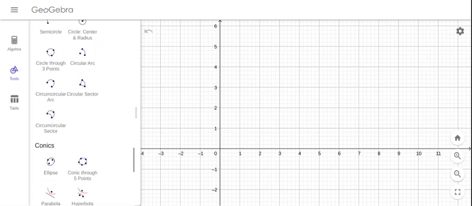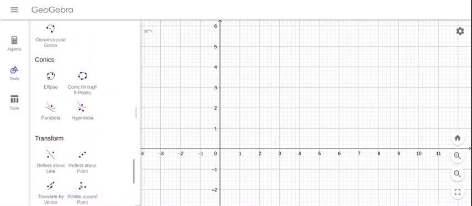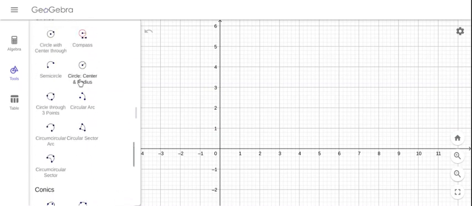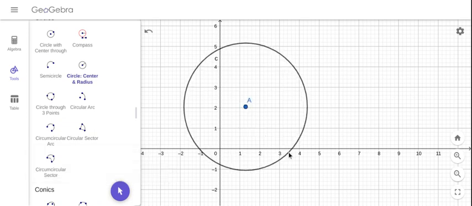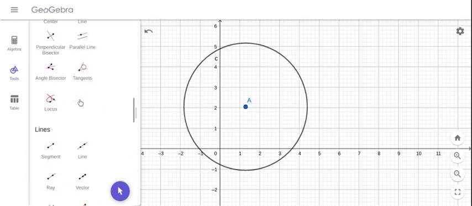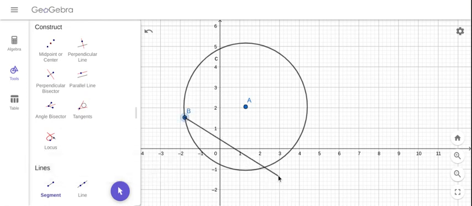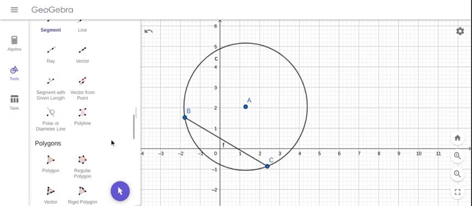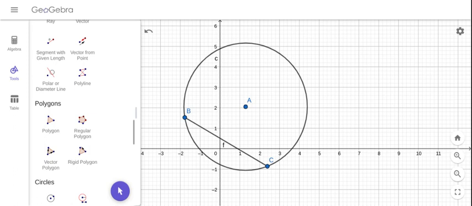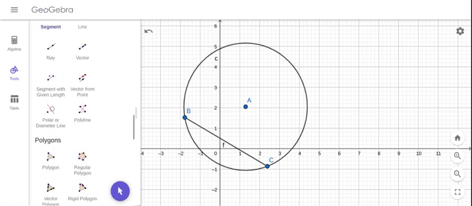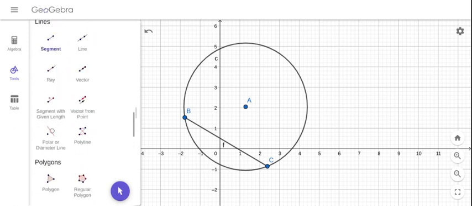So let's see. For that, first we'll have to make a circle. So let's make a circle. I don't know what radius it is. And let's quickly make a random chord using our segment tool. So this is my chord. And before we go any further, let me try to draw a perpendicular line to a chord.